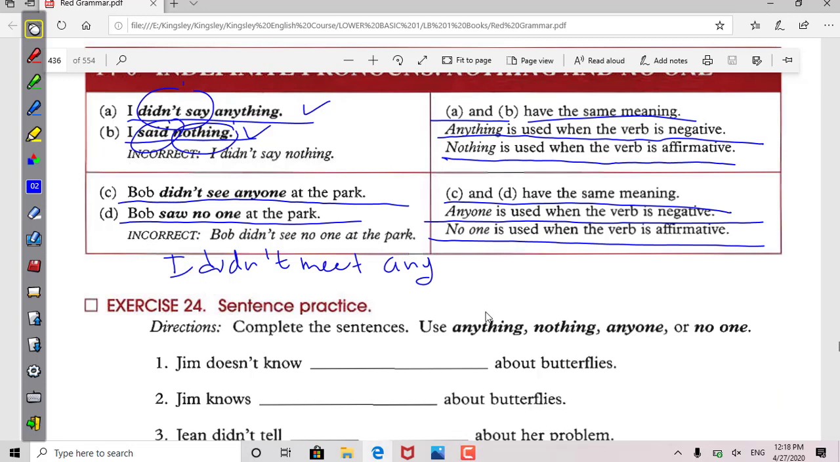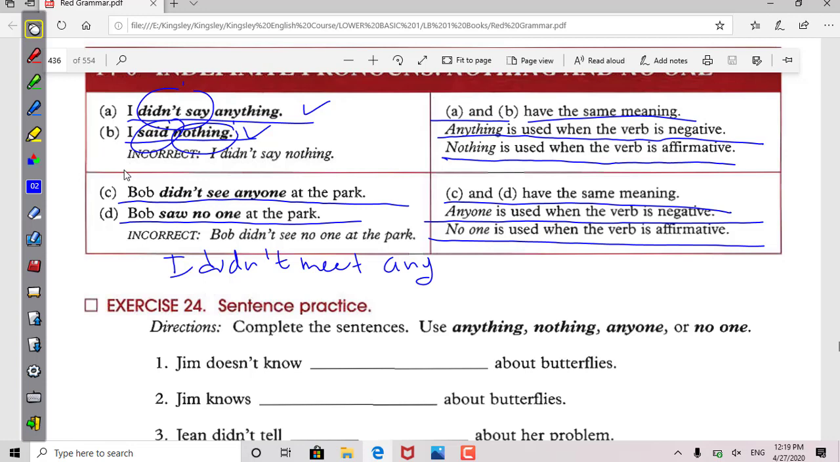So about this one, didn't see anyone, so no one. If you talk about a negative verb, you will use anyone. If you talk about a positive verb, you will use no one. Negative verb for anyone, positive verb for no one. Negative verb for anything, positive verb for nothing. So this is something you can say about anything, nothing, anyone, and no one.